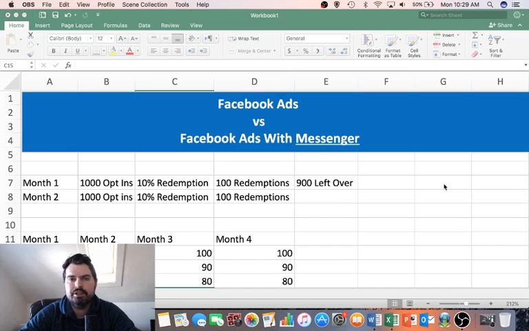What is the difference between Facebook advertising and Facebook advertising with Messenger? It might not seem like a big difference, but in one scenario, one's proving out much better results than the other. I'm Alex with Max Exposure, and today I'm going to go through exactly how Facebook ads differ from Facebook ads with Messenger.